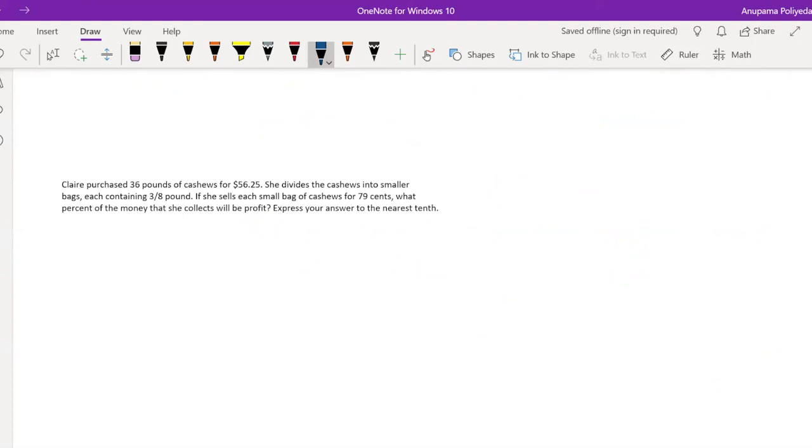25.8%. So what we do is we have 36 pounds of cashews for 56.25. Those are the costs. And once we find the total money that was made, we have to subtract the cost from it. The cashews are divided into smaller bags, each containing 3/8 of a pound, so we need to find how many of those bags there are.